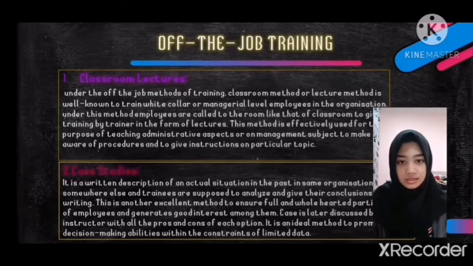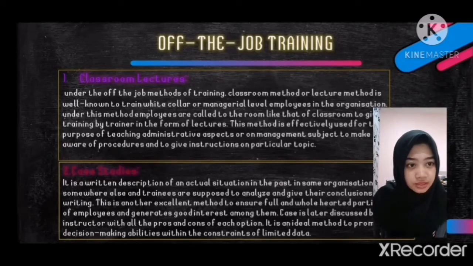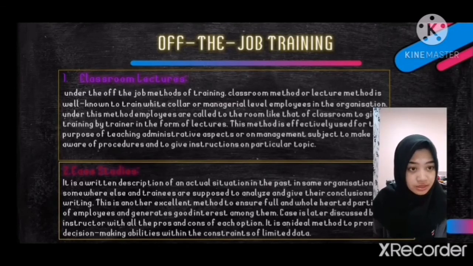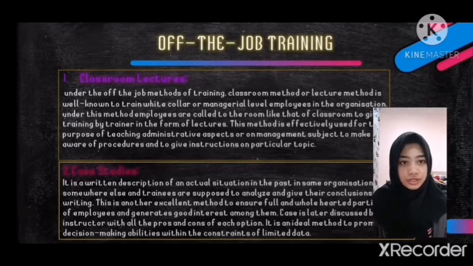And then number 2, case studies. It is a written description of an actual situation in the past in the same organization or somewhere else, and trainees are supposed to analyze and give their conclusions in writing. This is another excellent method to ensure full and wholehearted participation of employees and generates good interest among them. This is later discussed by the instructor with all the pros and cons of each option. It is an ideal method to promote decision-making abilities within the constraints of limited data. So that's off-the-job training. First, classroom lectures. Second, case studies.